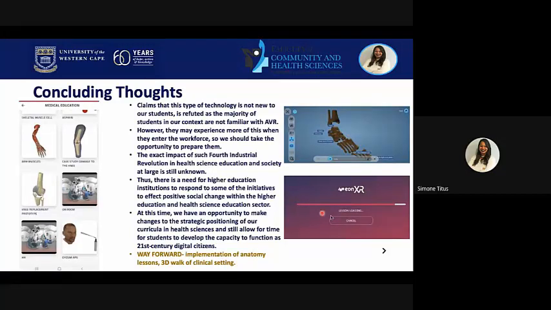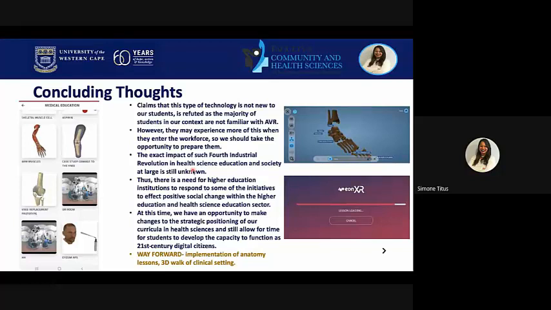We currently will be building some anatomy and physiology app lessons using the EON XR platform. This is what it looks like, and we can do it with the entire human body. And so I think that our claim that this type of technology is not new to our students is refuted, because not many of our students are actually familiar with this. However, they may experience more of this when they enter the workforce.